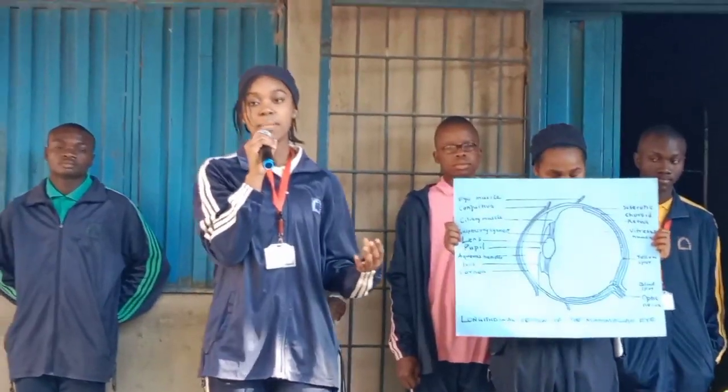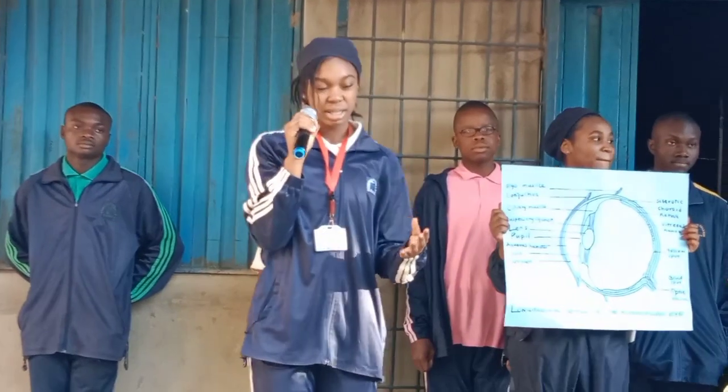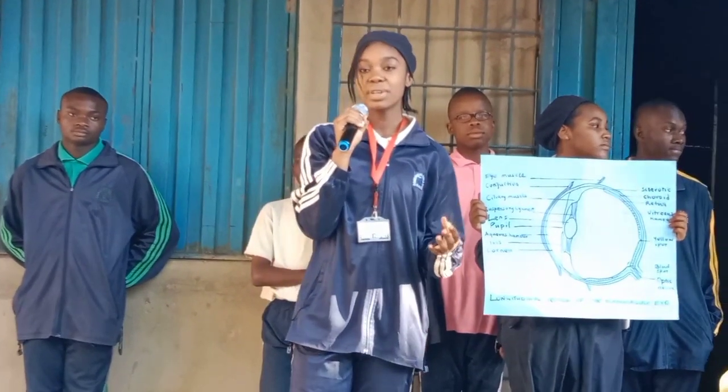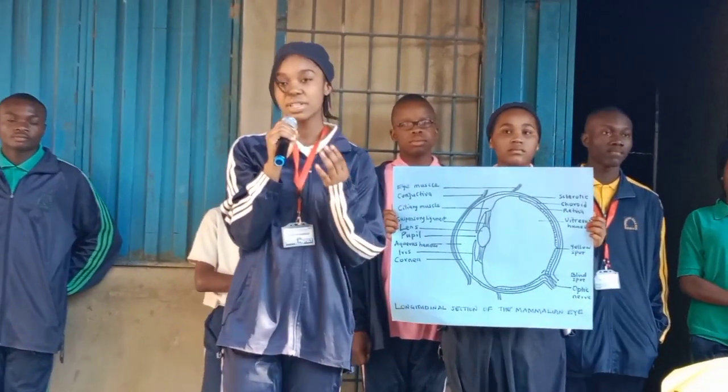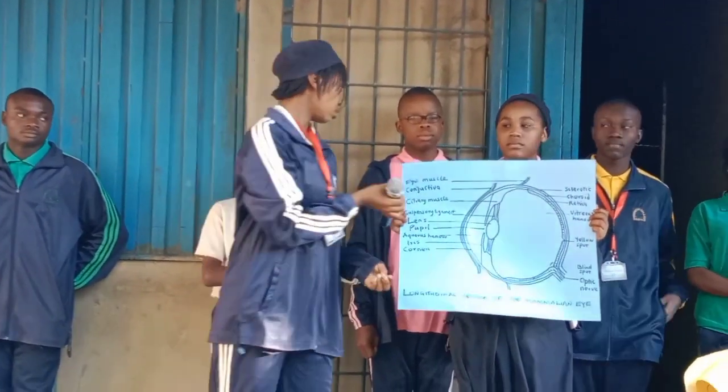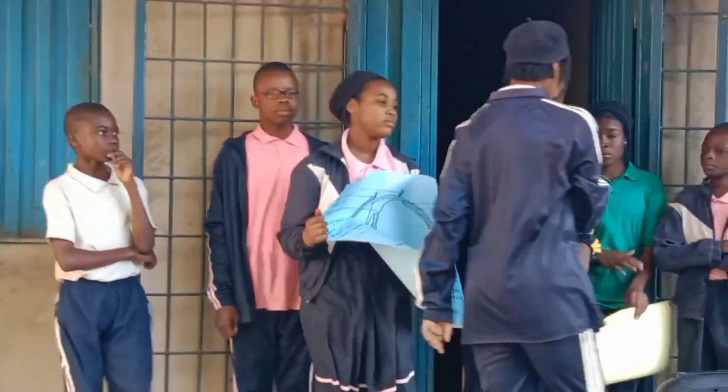4. Astigmatism. Astigmatism is a condition by which the light rays are not properly focused on the retina, causing the person to have blurred vision.